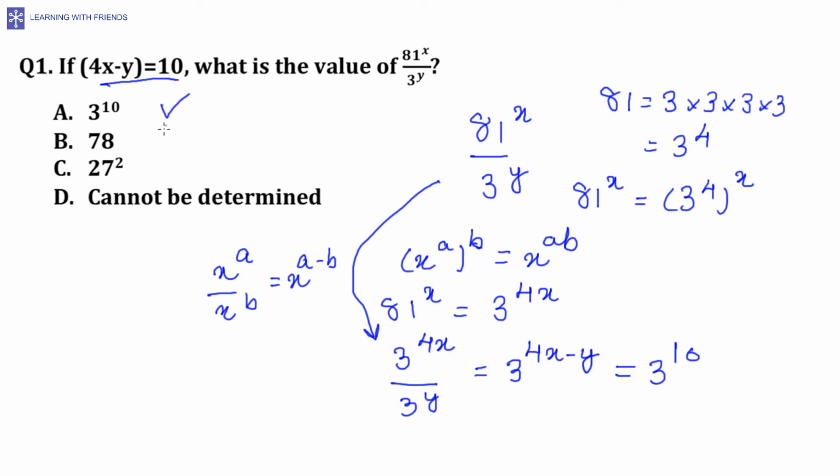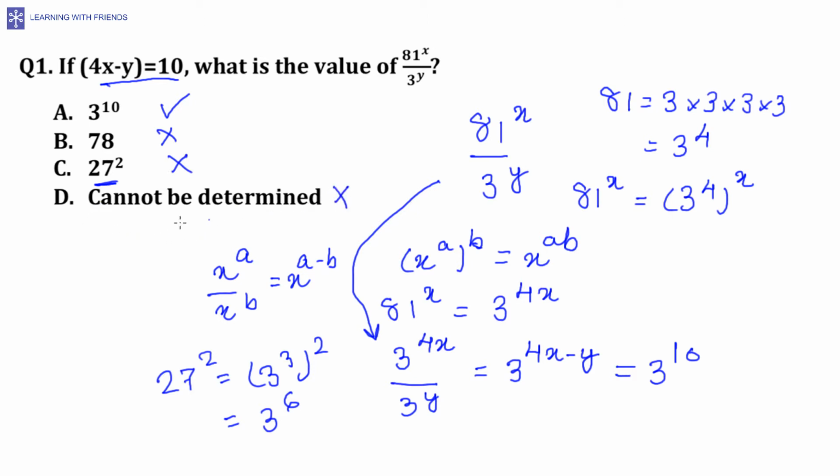78 obviously has no relevance. 27 squared is an interesting option. If you notice, 27 squared is 3 cube the whole squared, because 27 is 3 cube, which is 3 to the power 6. So our answer is 3 to the power 10, not 3 to the power 6. But it's still an interesting option because it is also a power of 3. So this is wrong, and obviously the solution can be determined.